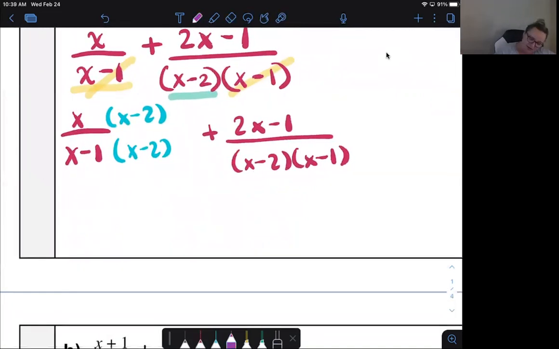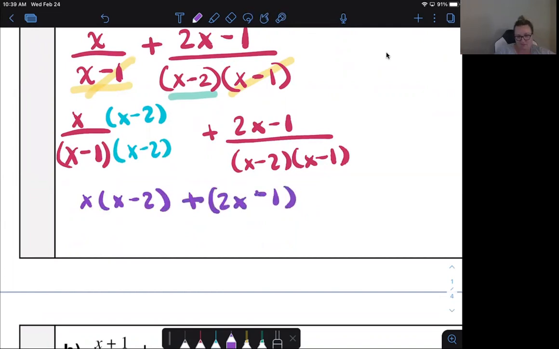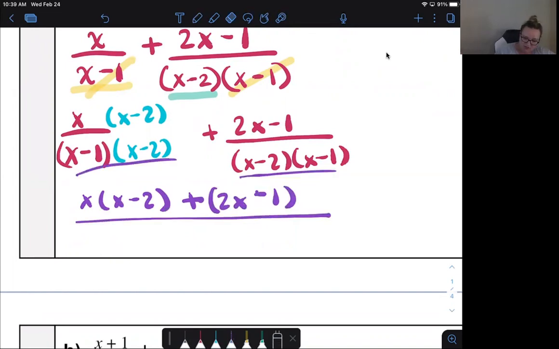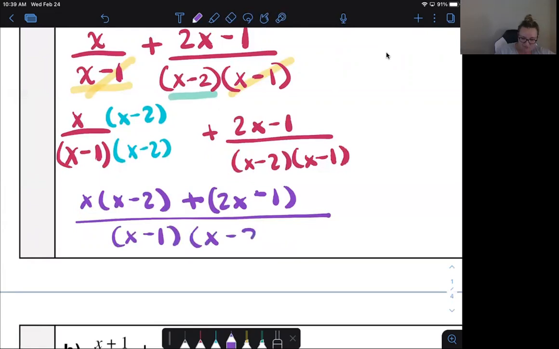All right, so then let's go ahead and add. So we have x, oh, you know what? I need to put this in parentheses. Okay, there we go. So we're going to have x times x minus 2 plus 2x minus 1, and we want to put that in parentheses over, and then our denominators are now the same. So I can put that in my denominator. It's x minus 1 times x minus 2.